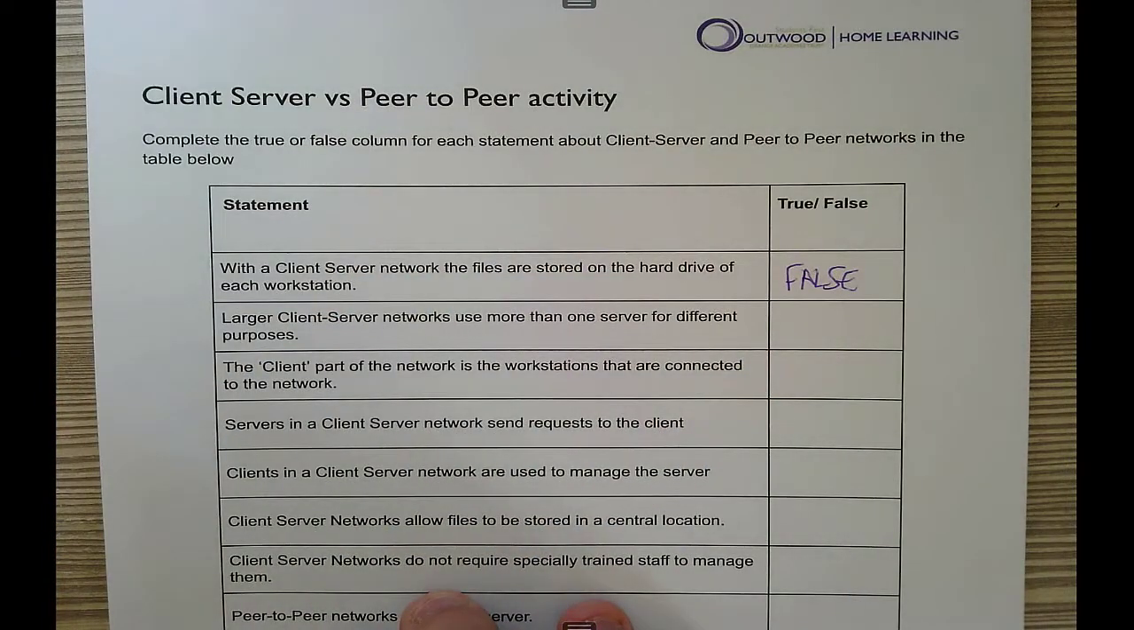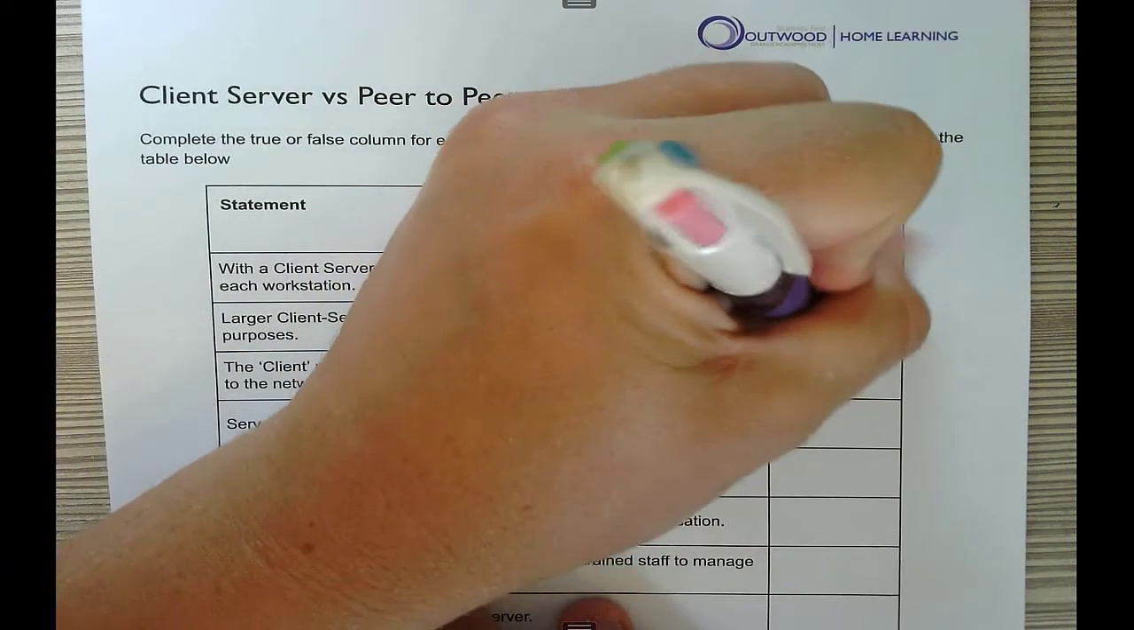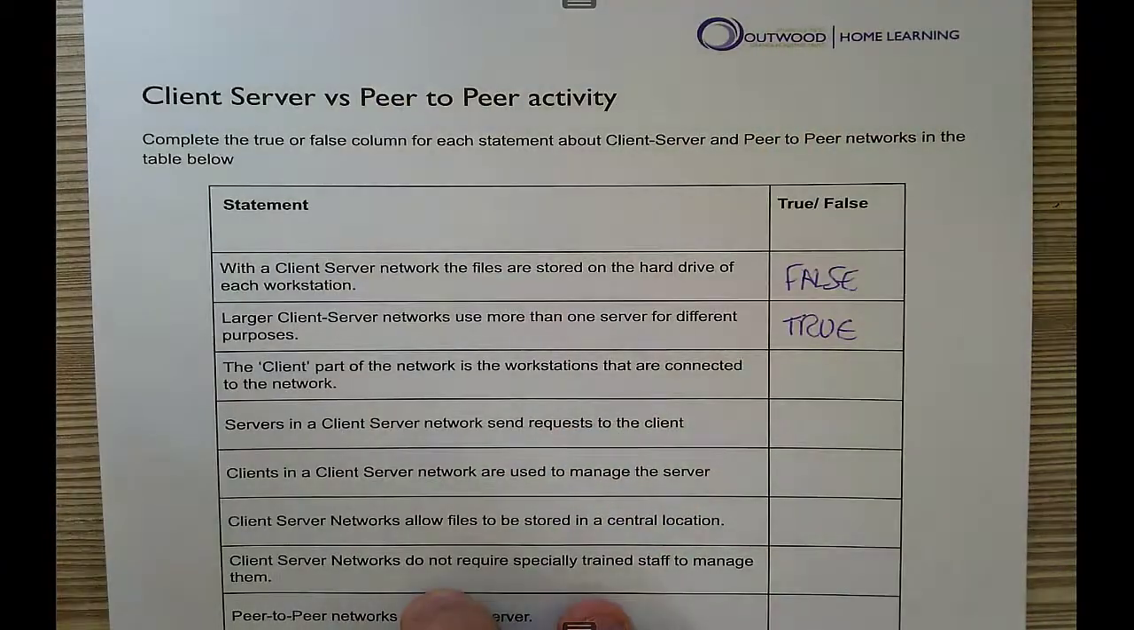When you have a client-server network, you will have a file server that stores all of the files in one central location, and that makes it much easier to back up because you back up one place rather than each individual workstation. We've then got: larger client-server networks use more than one server for different purposes. Well, that's true. I just mentioned file server as one type of server which will store files, but you might have things like a print server which manages all the printing on that network, or an email server. So you've got more than one server available.